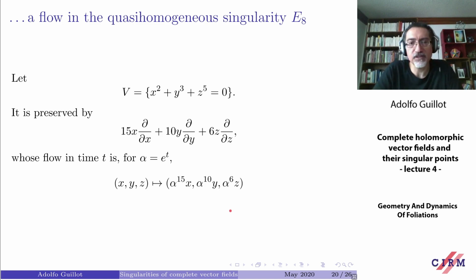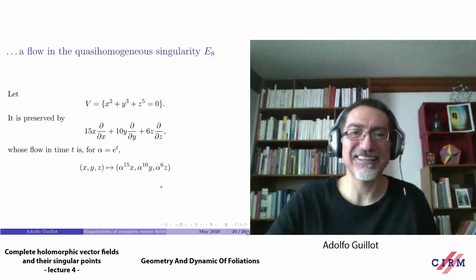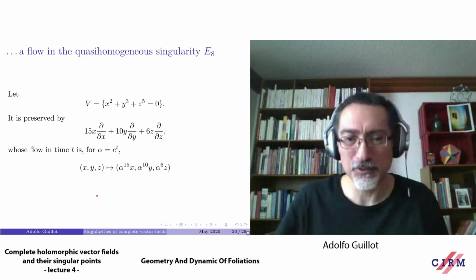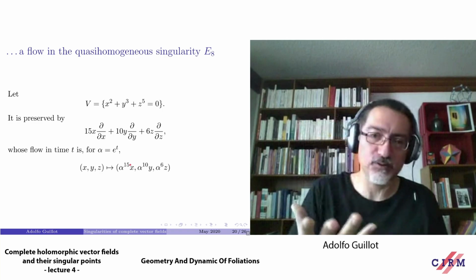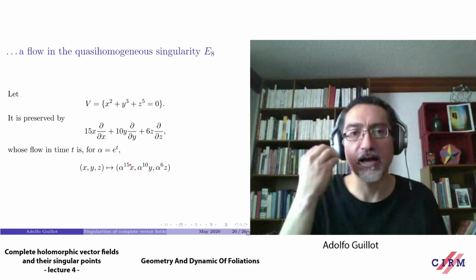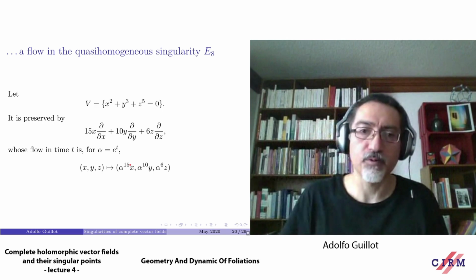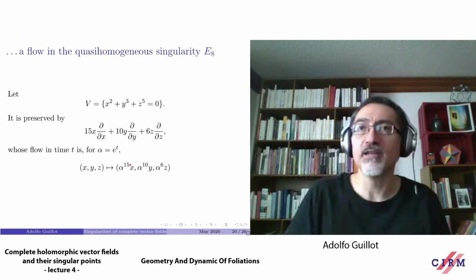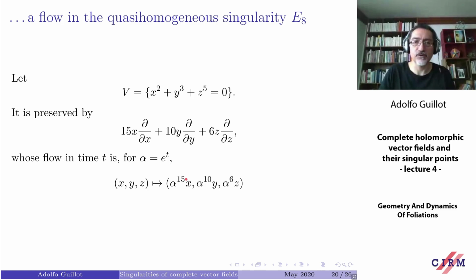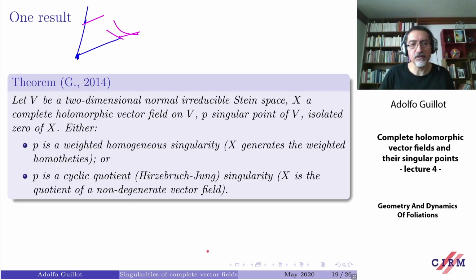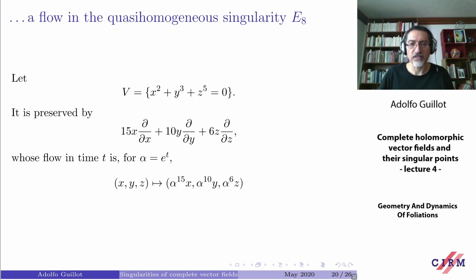So in this case, I have this linear vector field, which acts by multiplying by the weights. The weights are not the ones I told you about, but you can figure out what the weights are. And then, oh yes, they are the weights. The weights are what I told you about. So I have a weighted homothety that preserves the vector field, and this gives me an example of a Stein surface with a singular point and a vector field, a complete one, having an isolated singularity. Okay, so this is the first example. So this is an example of this situation, weighted homogeneous singularity.